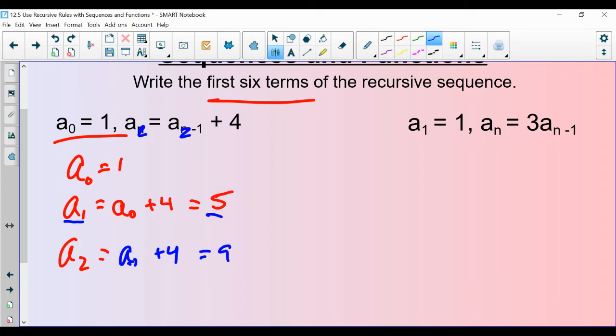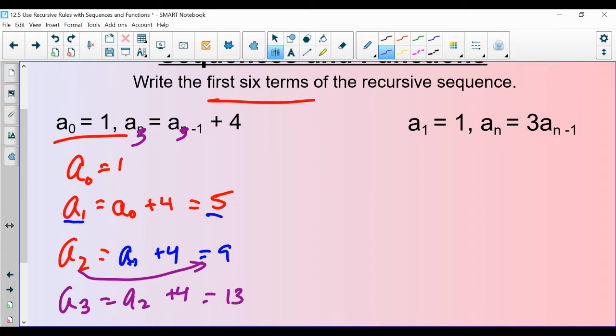You could probably look at this and pick out what a sub 3 is, but let's go through the steps. If we want to know what a sub 3 is, we'd plug 3 in for that n and 3 in for that n. A sub 3 is, well, 3 minus 1 is a sub 2. It's a sub 2 plus 4. What is a sub 2? We already found out a sub 2 is 9. 9 plus 4 would be 13.